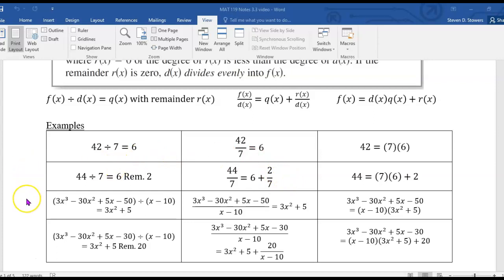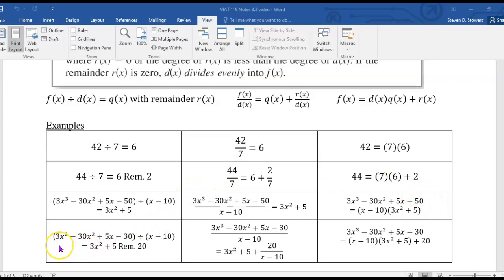The same sort of thing happens when you're working with polynomials. I could say, what is 3x cubed minus 30x squared plus 5x minus 50 divided by x minus 10? And the answer to that is 3x squared plus 5, because you'd have to multiply x minus 10 times 3x squared plus 5 to get 3x cubed minus 30x squared plus 5x minus 50. Try it if you don't believe me.